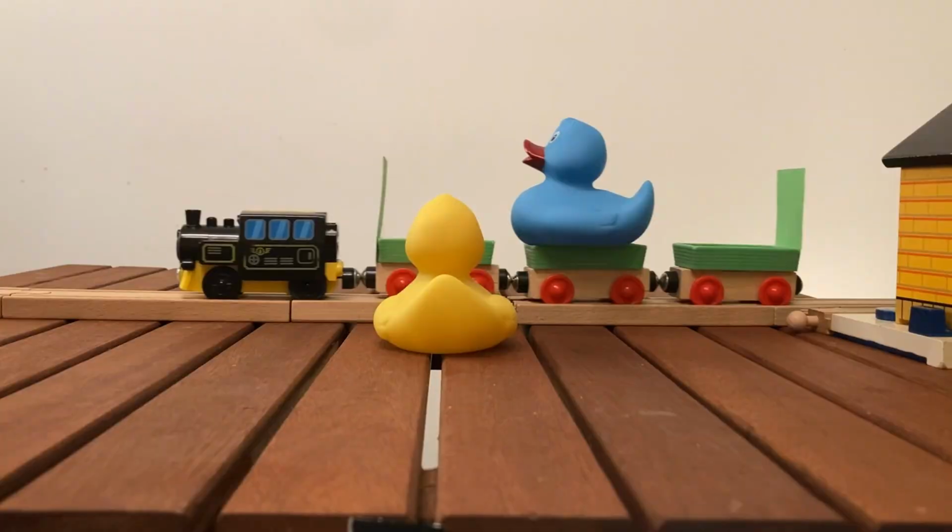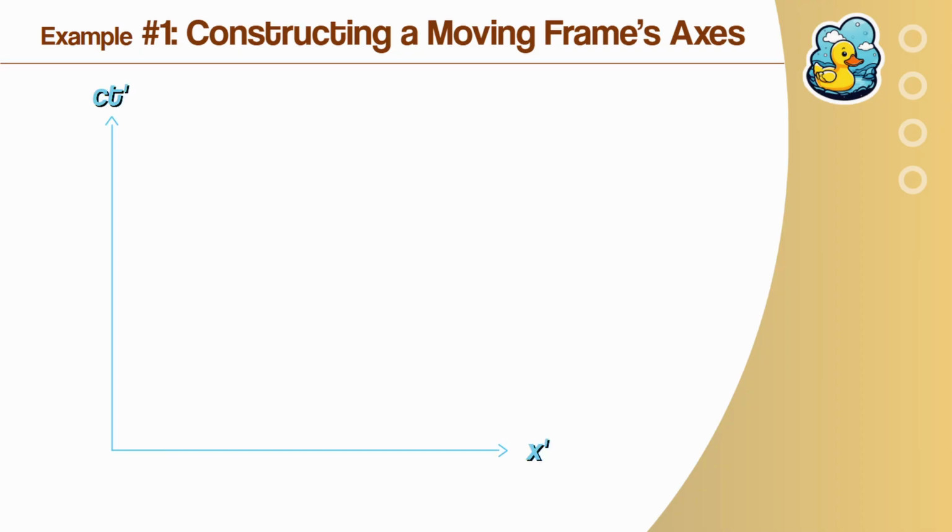By the way, the blue duck sitting inside the moving train also considers itself at rest in its own reference frame. Viewed from its frame, the yellow duck and everything on the ground moves backwards. So, in the blue duck's frame, the yellow duck's axes are tilted in the opposite direction by the same angle.